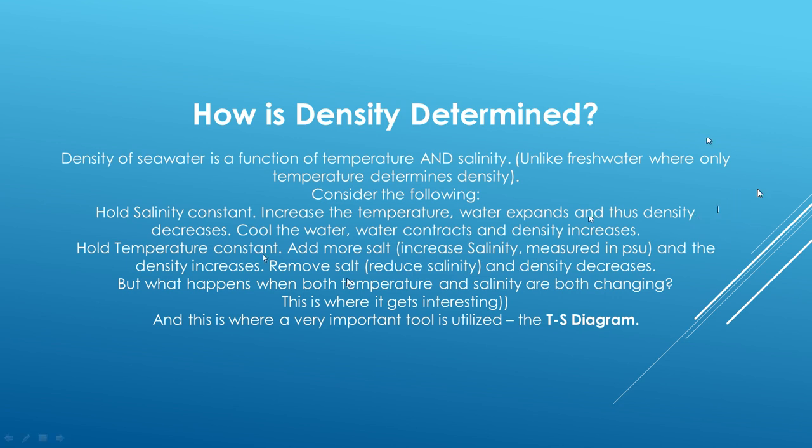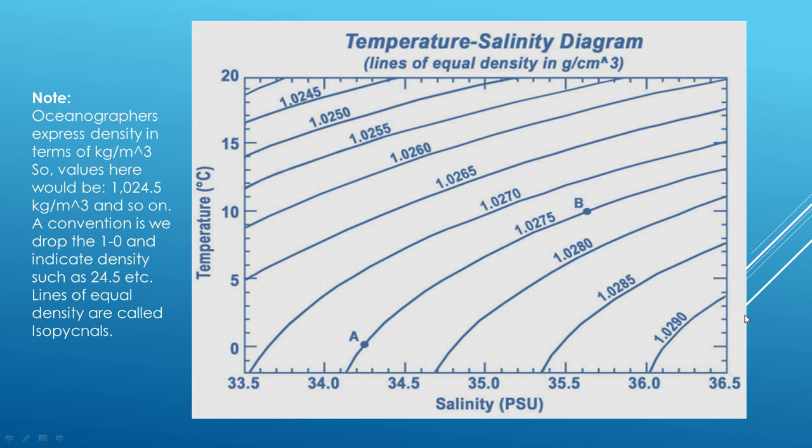Okay, so now what happens when both temperature and salinity are changing? Temperature increases, salinity increases. Temperature increases, salinity decreases. Temperature decreases, salinity decreases. Temperature decreases, salinity increases. What happens then? That's where it gets interesting, and that's where we oceanographers have a load of fun. This is where a very important analytical tool is utilized: the TS diagram, temperature salinity diagram. And here is a typical temperature salinity diagram.